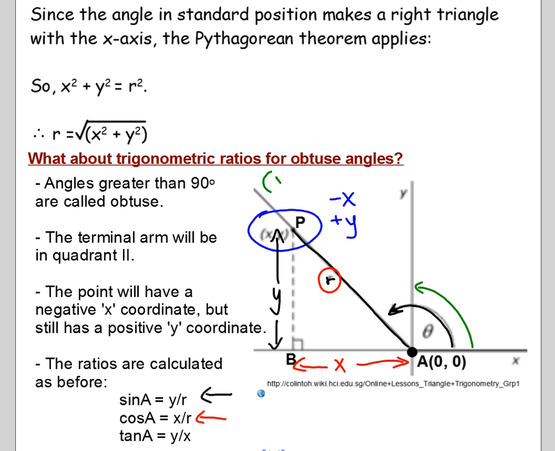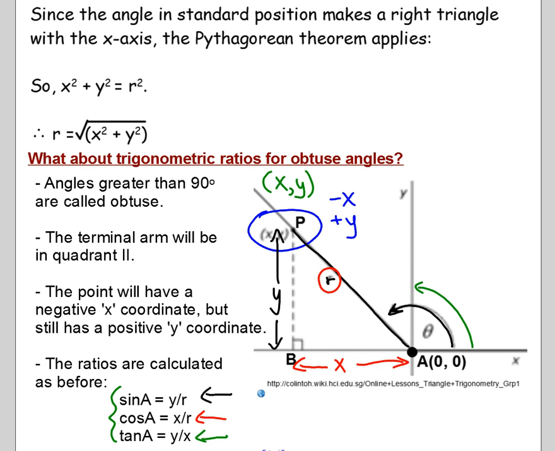So again, here with an x and y pair, we can take the ratio of y over x, and that will give us a tangent ratio. So nothing changes when we calculate trigonometric ratios for obtuse angles. We're still going to use our coordinate formula, these three here, depending on which ratio we want to find.